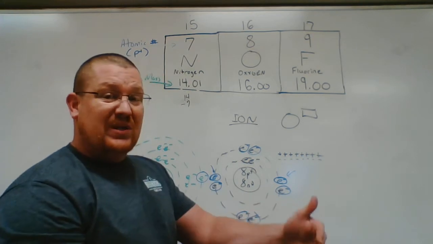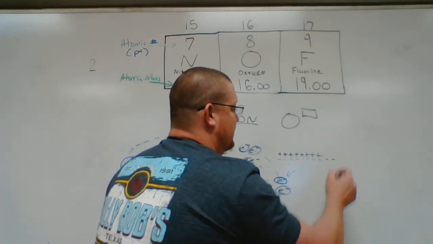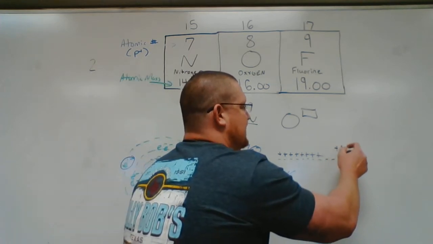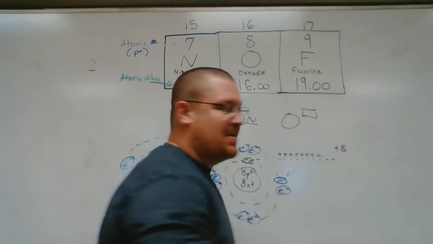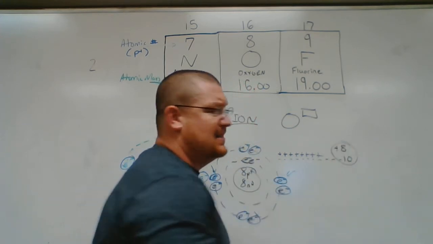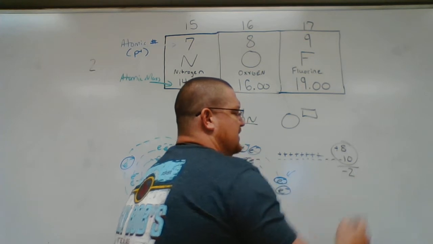Right? But we added 2 electrons. Okay, this gives us 2 of these. So our total positive charge for this is positive 8. And our total negative charge, if we add them all up, is now negative 10. If we combine that, our overall number is negative 2.